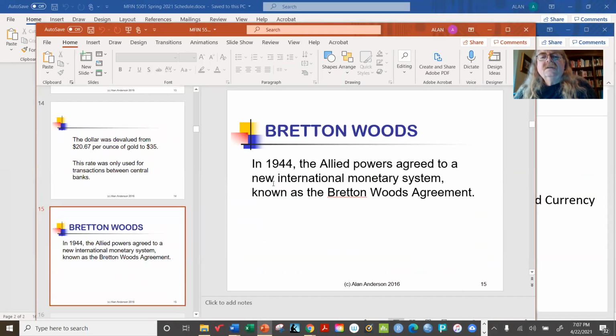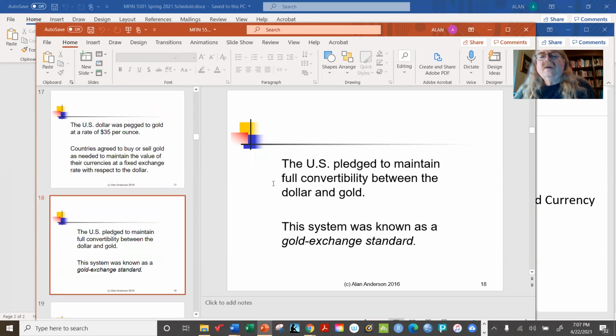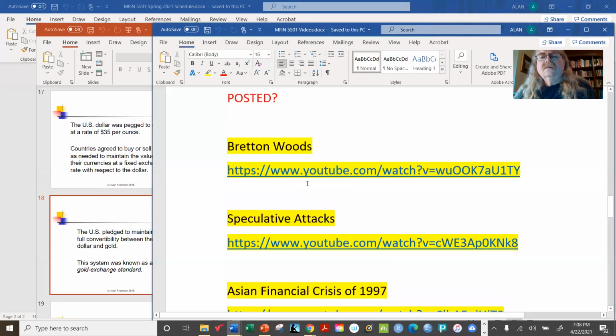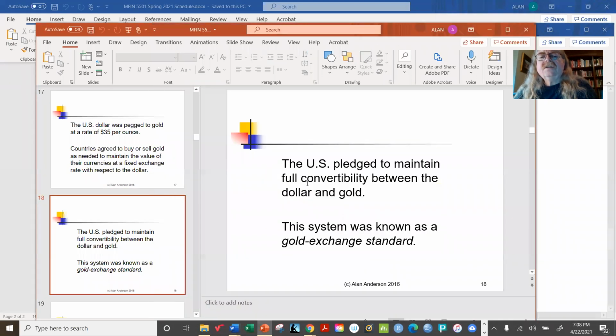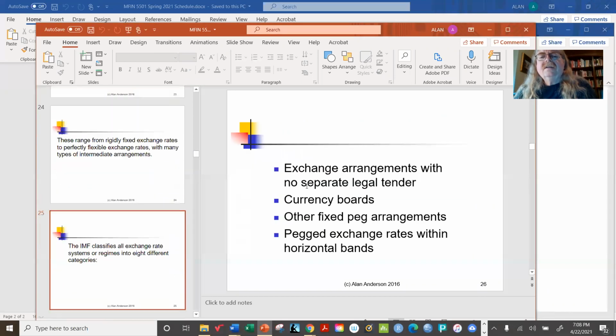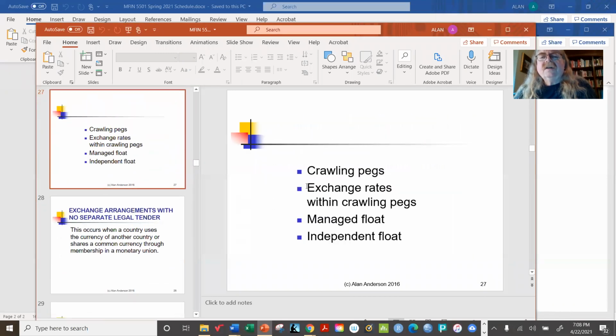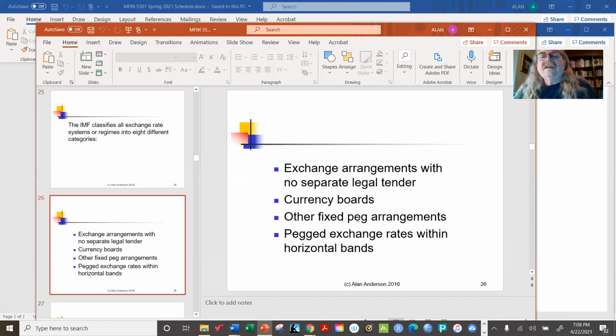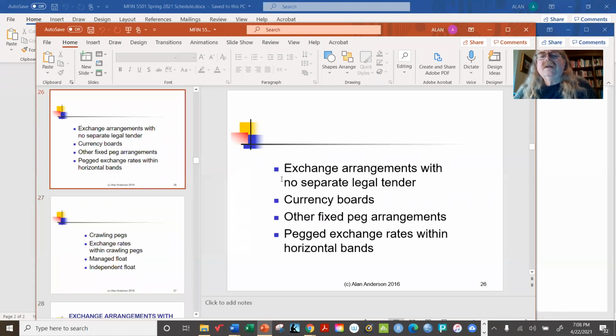And so, did we start to go over the Bretton Woods? I think we must have because we watched the videos. Yeah, we watched the videos for Bretton Woods. And now here's a list of the different exchange rate regimes that the IMF recognizes. And there's 8 of them listed here. We don't have time to go through all of them, but the first one is exchange arrangements with no separate legal tender. And this one includes the case of a monetary union like the euro, but it also includes dollarization.